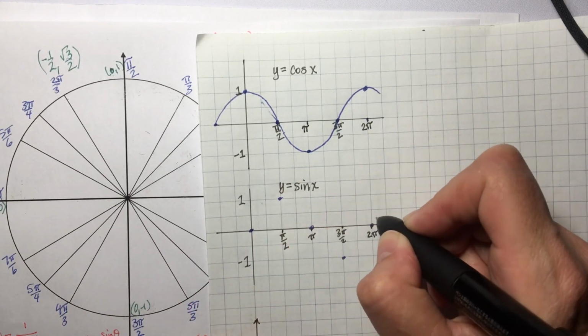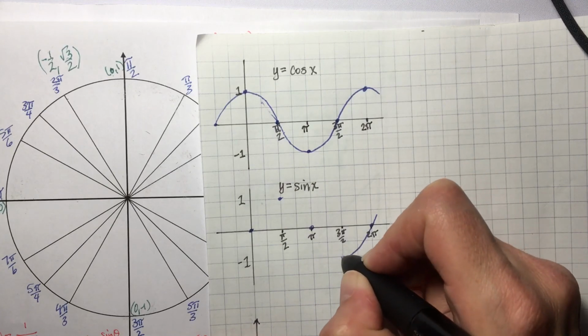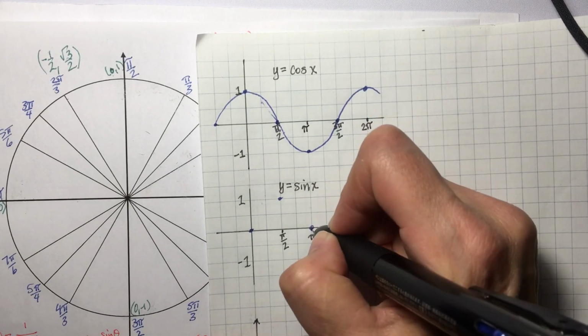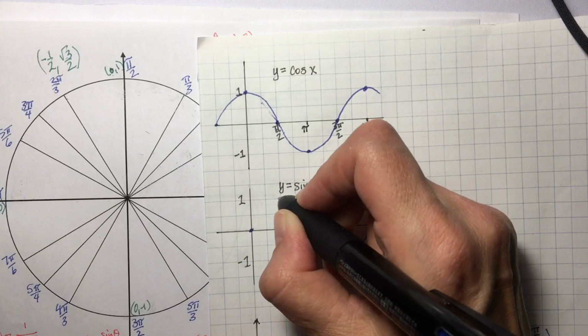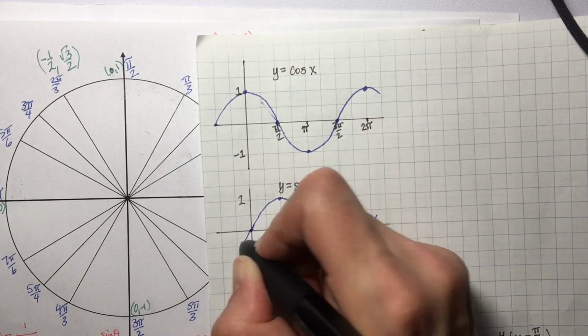And yeah, I could continue this thing. And then once again, I want a nice smooth curve. And there's our graph of sine.